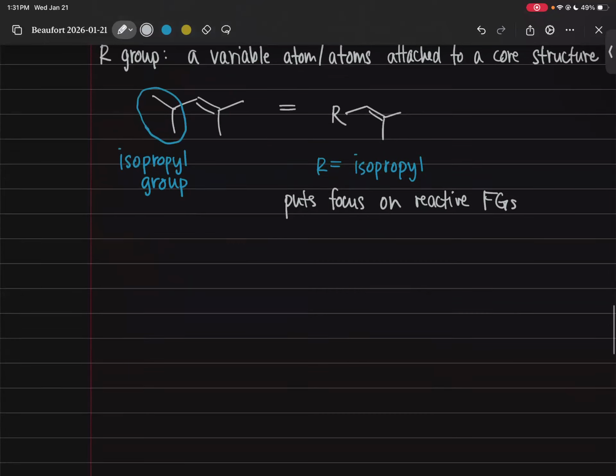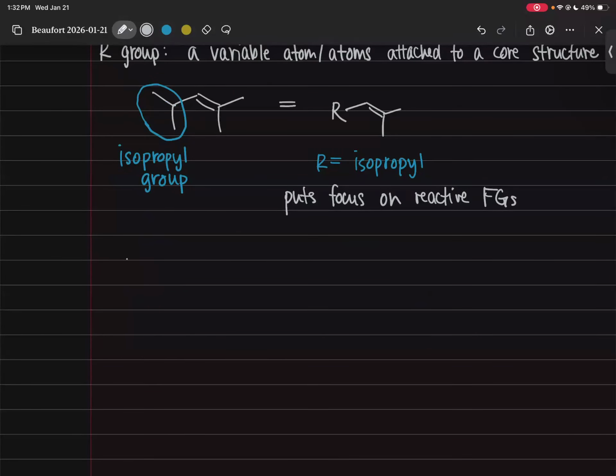So let me give you a couple examples of different ways that we can draw molecules. Okay, so let's take this one. Again, sharpen up your hexagon drawing skills, because we're going to do a lot of them.